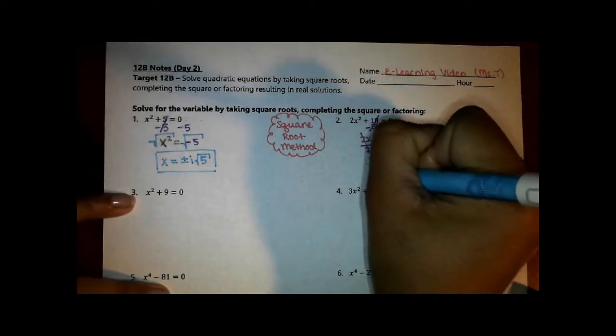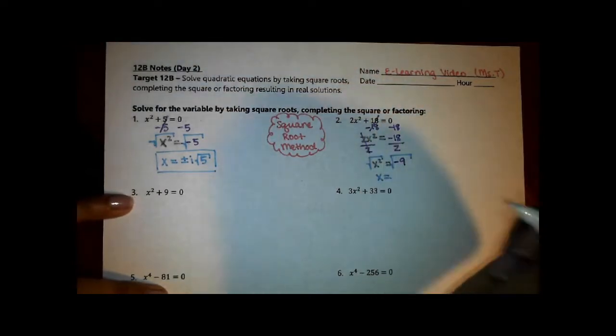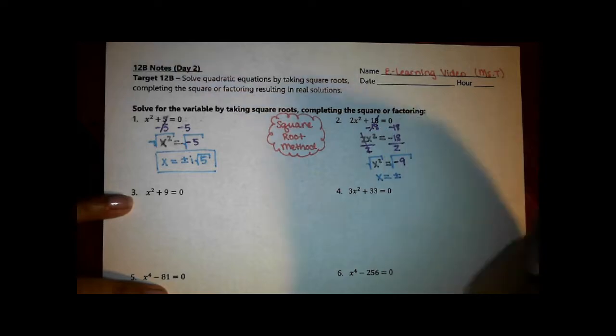Alright, from here, again, we have our x squared by itself, so we get to square root. So we're left with x equals, square root always gives us plus or minus. In this case, we know the square root of a negative gives us i, and the square root of 9 gives us 3.